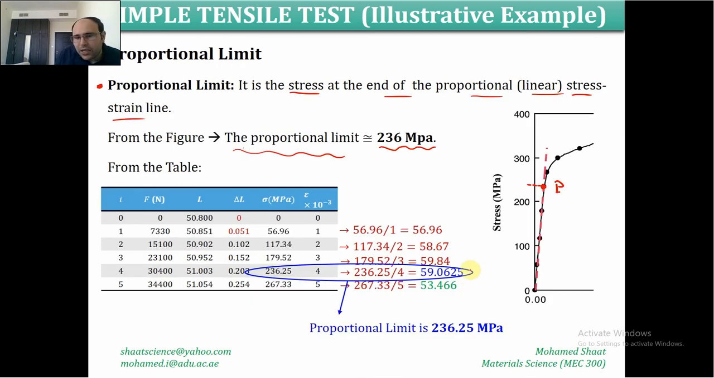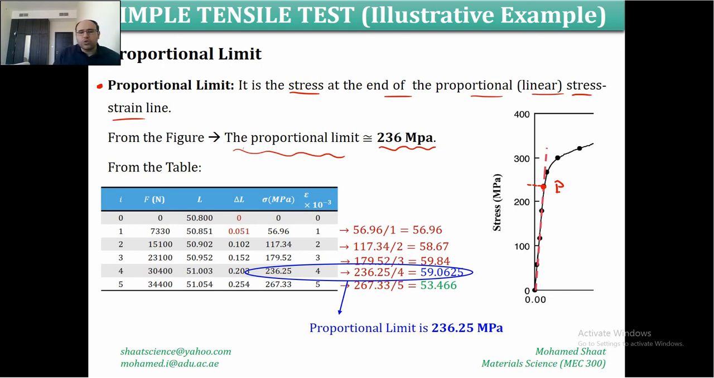In that case, I'm going to say that this point 4, or this instant 4, is going to be considered the proportional limit. Then your objective is just to find the amount of stress at this instant, which is 236.25 megapascal. This is going to give you the proportional limit of this material, how much it is.